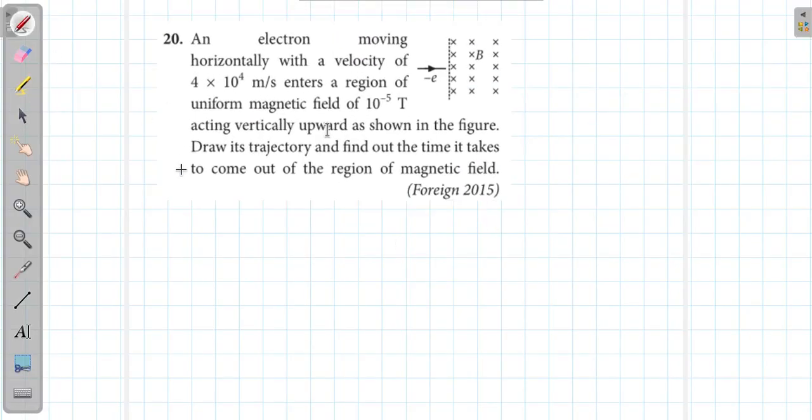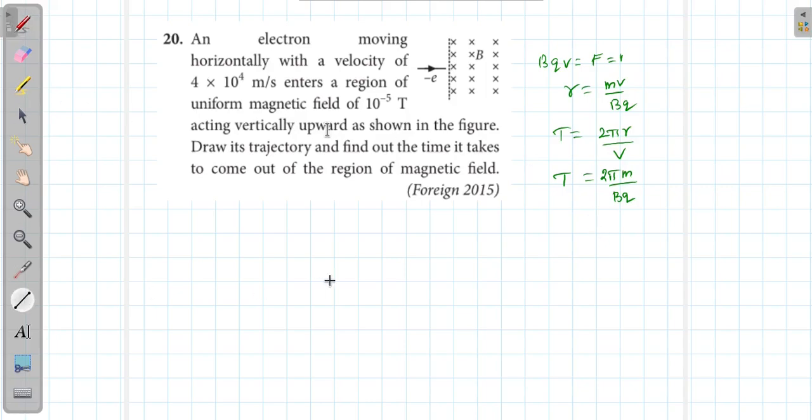We know BqV is the force experienced. The time period formula we already studied: R equals mv divided by Bq. Time period is equal to 2 pi R divided by V, so 2 pi R by V is equal to 2 pi m by Bq.